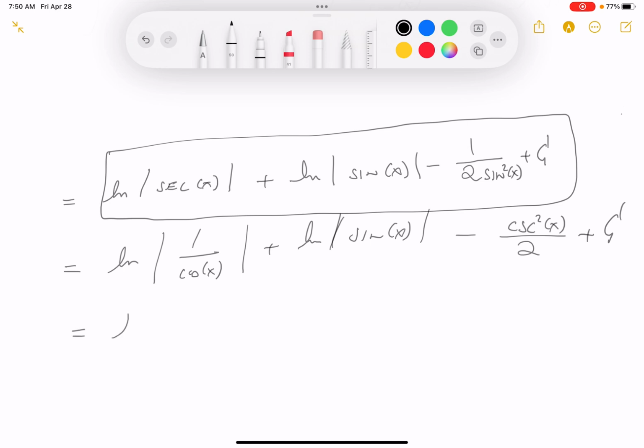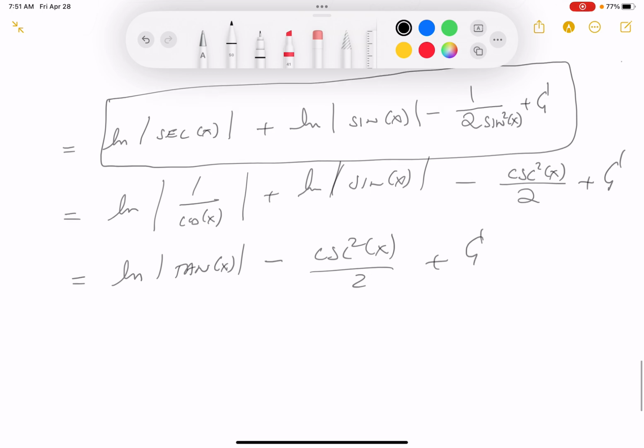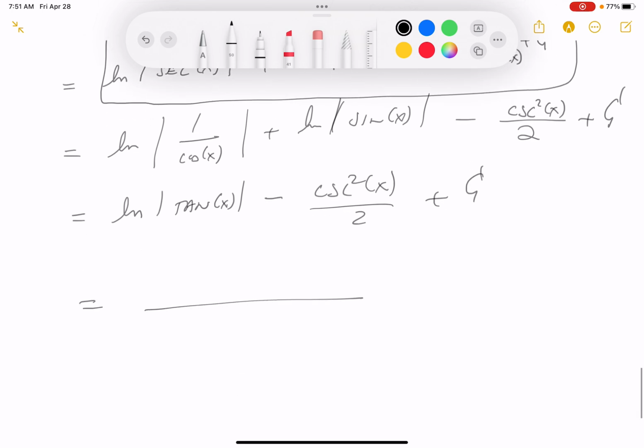The two logs can be written together. That's natural log. Well, it's a sum, so it'll be a product. That's sine over cosine, which is tangent. Minus cosecant squared x over 2 plus c. I'll get a common denominator now. That'll be a 2. And what do you get there? 2 natural log, absolute value of tangent, minus the cosecant squared x plus c.